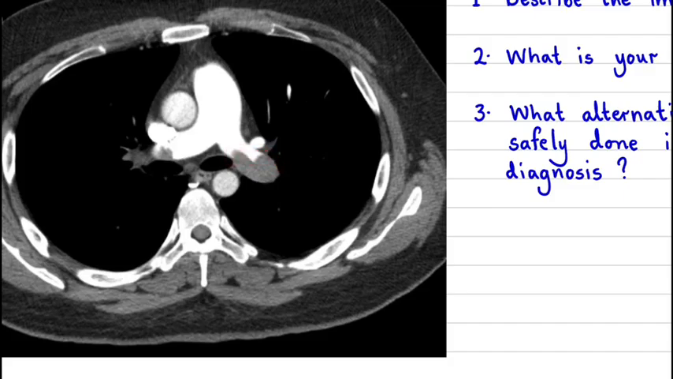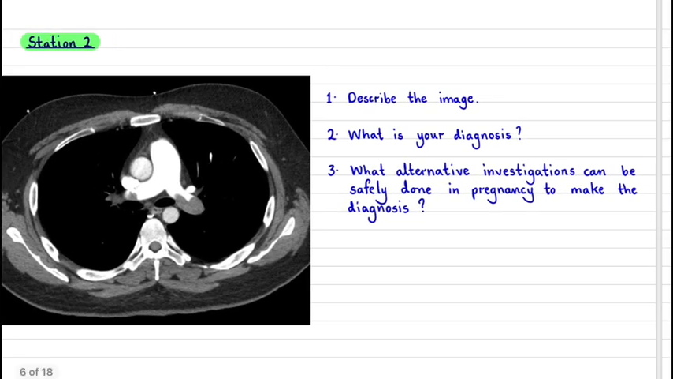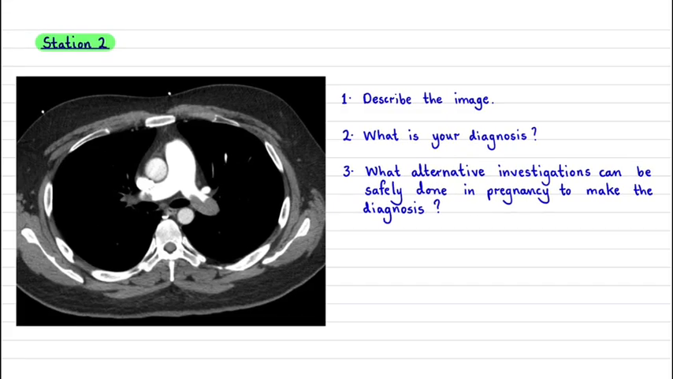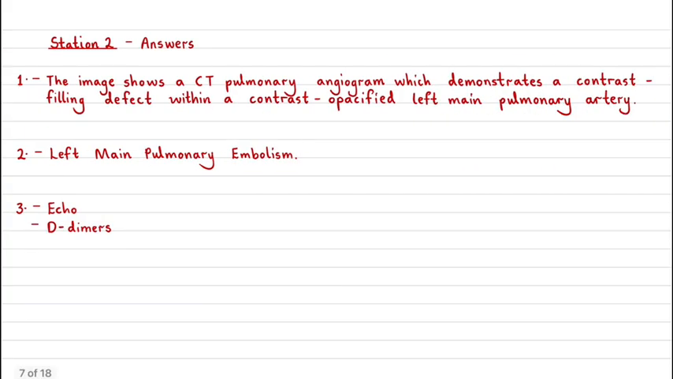Normally the contrast is supposed to fill the entire lumen of both the left and right main pulmonary arteries, as is in this case right here. But then because there is a blockage here, the contrast is unable to fill the left main pulmonary artery. So there is a contrast filling defect, and that is what we were describing here. CTPA demonstrating a contrast filling defect within a contrast opacified left main pulmonary artery. Number 2, what is your diagnosis? Definitely this is a left main pulmonary embolism.